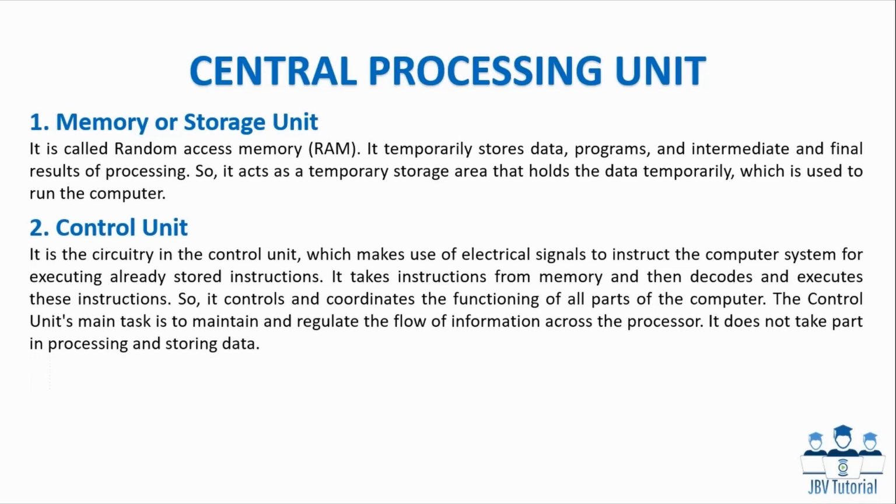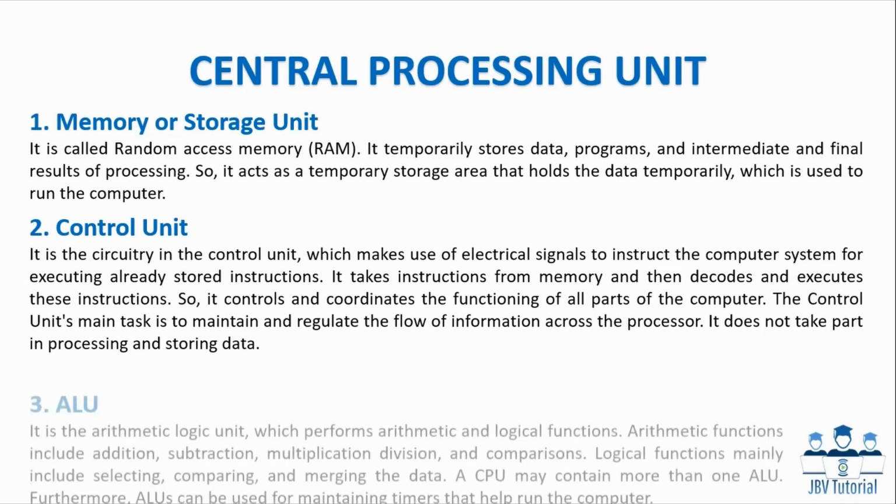Control unit. It is the circuitry in the control unit, which makes use of electrical signals to instruct the computer system for executing already stored instructions. It takes instructions from memory and then decodes and executes these instructions. So, it controls and coordinates the functioning of all parts of the computer. The control unit's main task is to maintain and regulate the flow of information across the processor. It does not take part in processing and storing data.